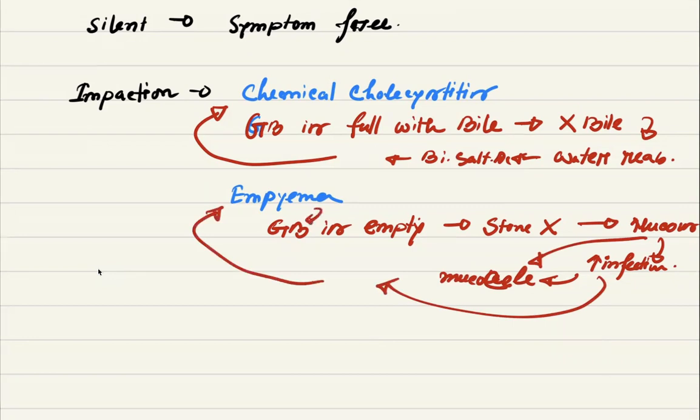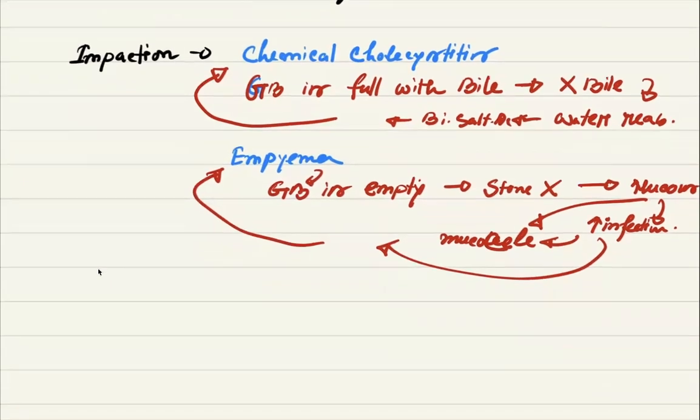And if it gets infected further, then from this mucocele it will form an empyema of the gallbladder. Clear about this, everyone? How the infection can cause chemical cholecystitis and empyema of the gallbladder? You have to know this by heart. Is it clear?